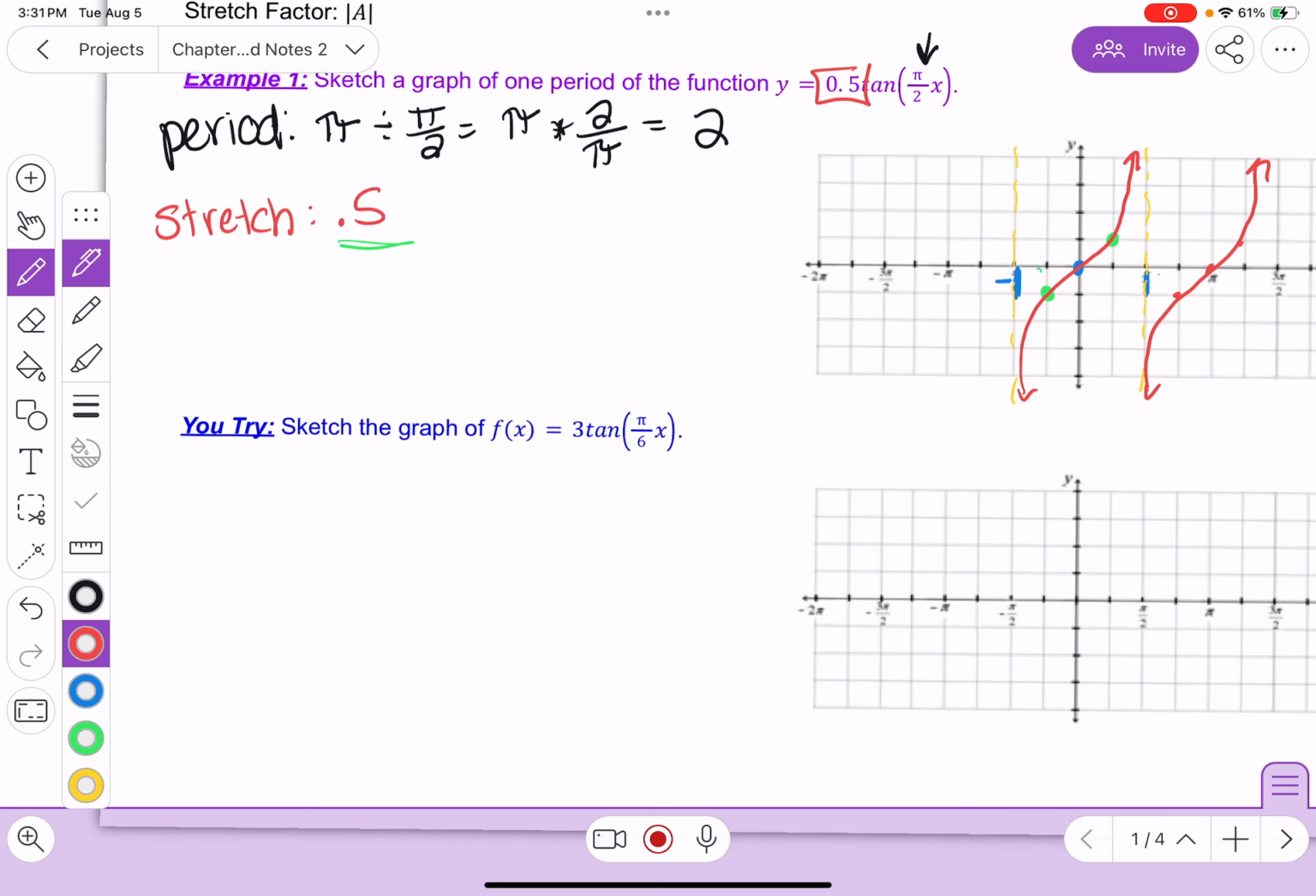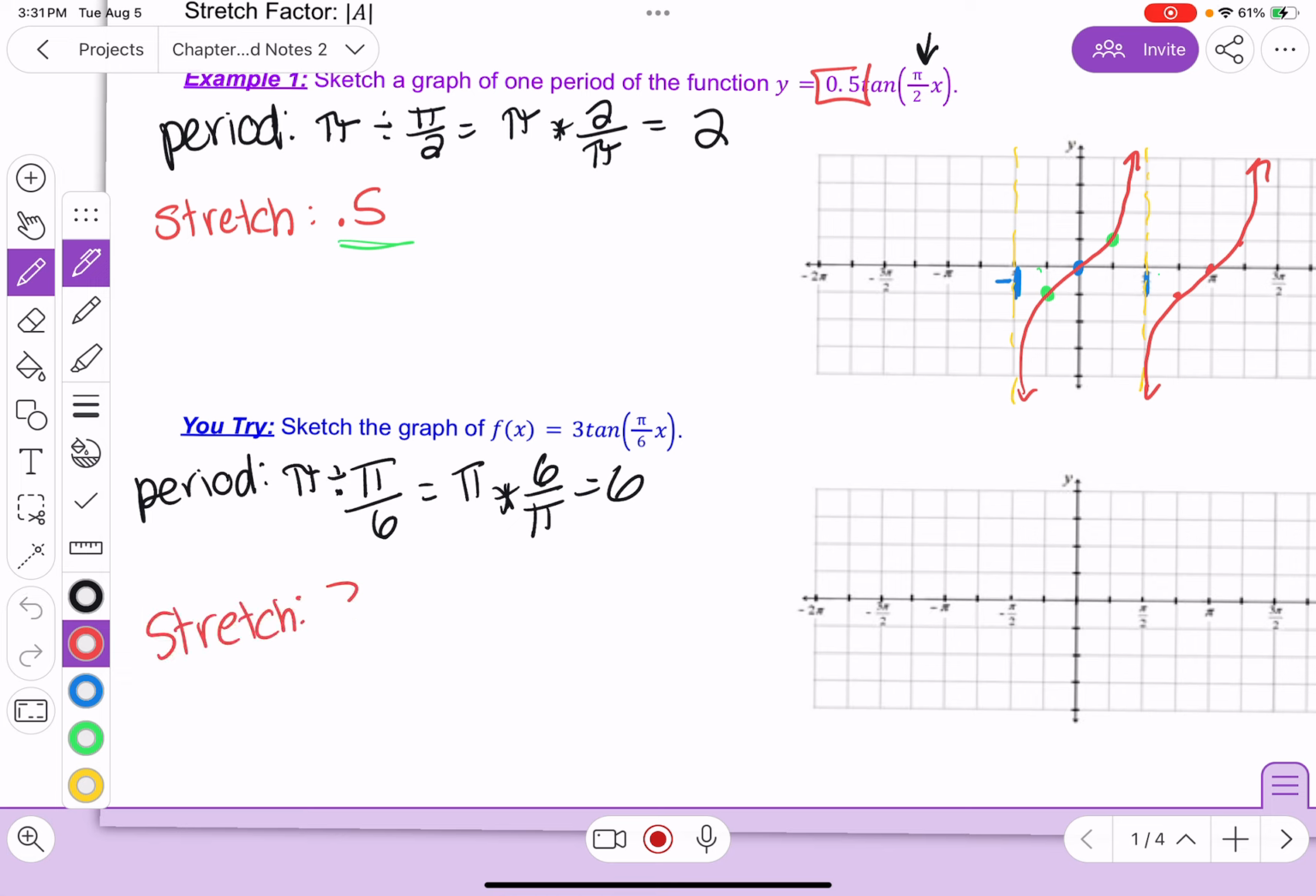So let's look at another one here. We get our period. We do pi divided by the number in front, so pi over 6, which would be pi times 6 over pi, which gives us 6. And then our stretch factor is the number in front, so 3. So if our period is 6, we would go 1, 2, 3 on one side, and 1, 2, 3 on the other side, and those would be our asymptotes.